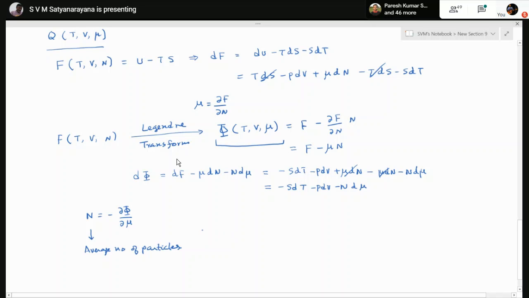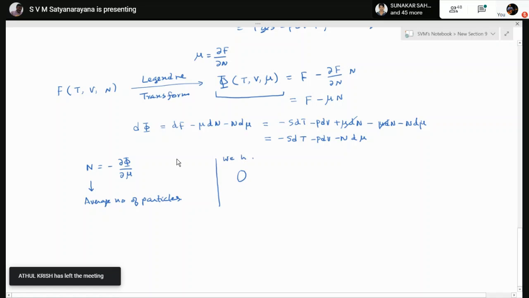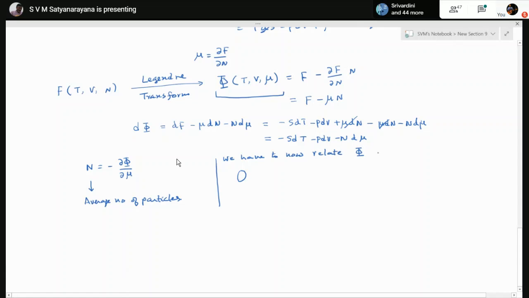Now what we have to do is, if you have the grand canonical partition function, what is our job? We have to now relate this potential phi and the grand partition function.